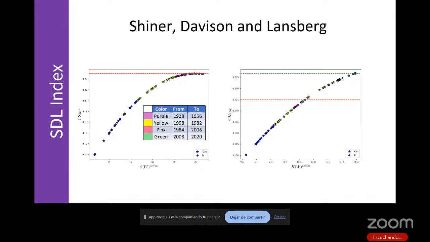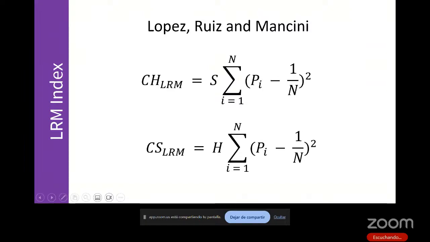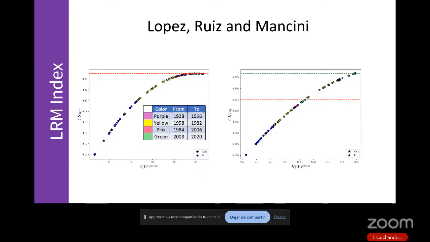So what we see is, look at the colors. Purple, okay, this changed a bit, but this is the first era. Then you have the Botvinnik era. Then you have the Karpov and Kasparov era. And at the end, you have the new generation led by Carlsen. And so what we can say is that complexity is increasing with time. We have a second indicator, which is Lopez-Ruiz, Mancini, and it happens about the same thing. So while correlations are decreasing, complexity is increasing with time.